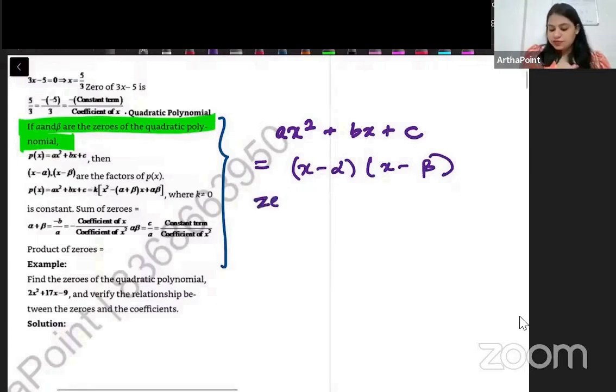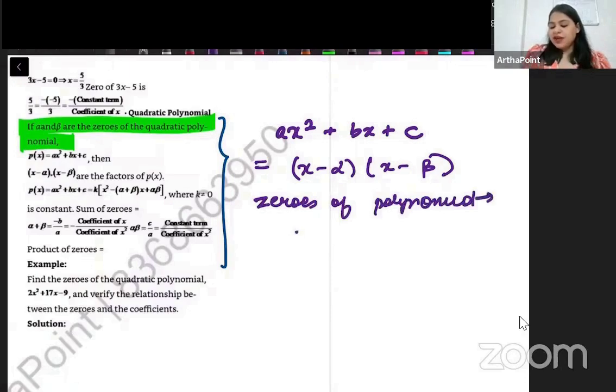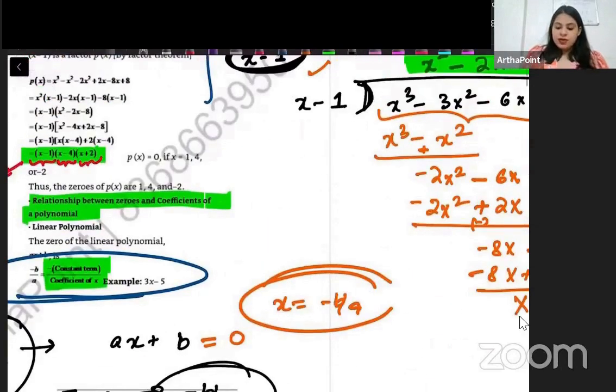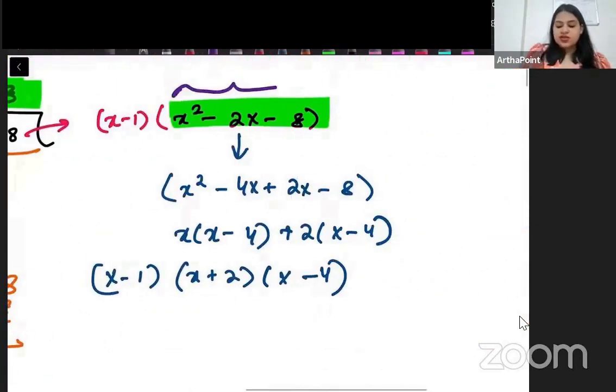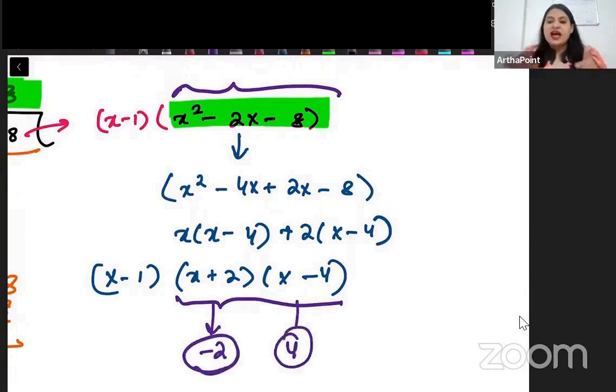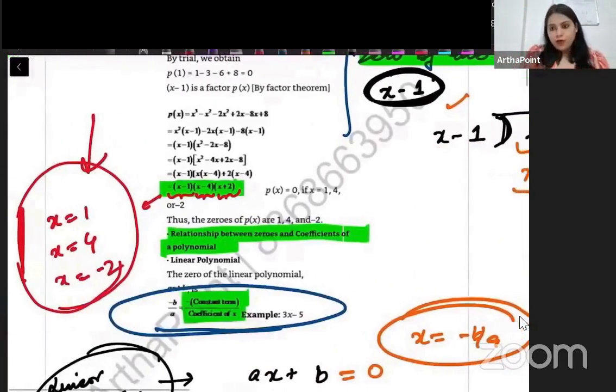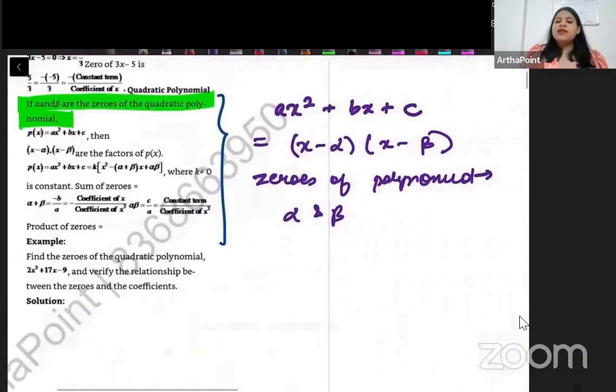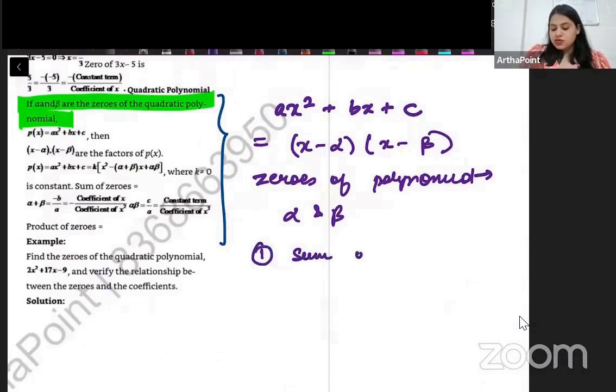So the zeros of the polynomial that you got, beta, they were alpha and beta. For example here, when we factorized x square minus 2x minus 8, we got x plus 2, x minus 4. So the zeros of the polynomial were minus 2 and 4. What should be the value of x such that this becomes 0? So it was minus 2 and 4, right? So beta, here the rule is that once you get the zeros of the polynomial, first, the sum of zeros, that means alpha plus beta, should be minus b by a.